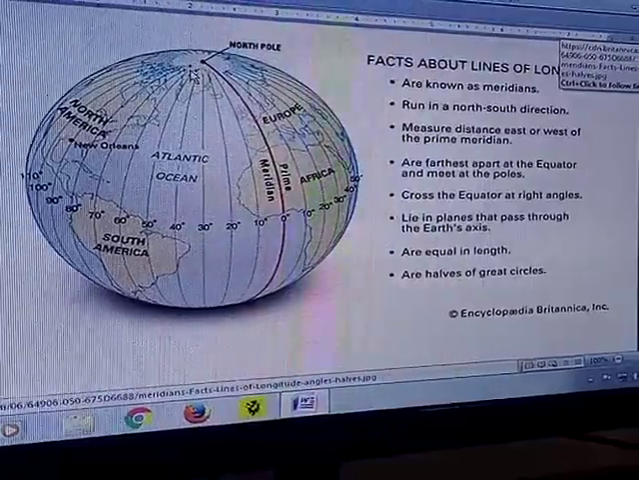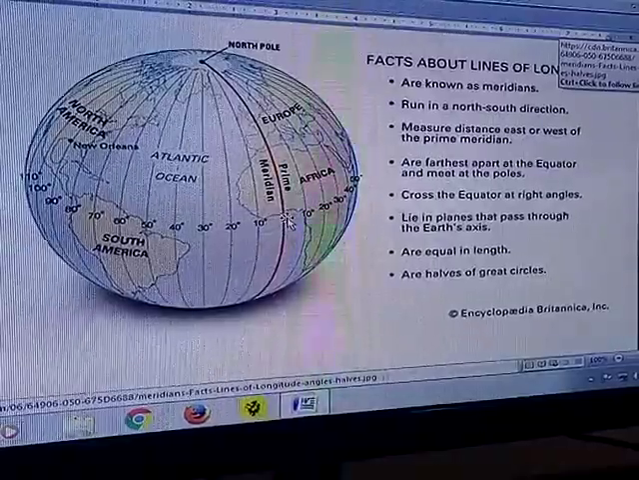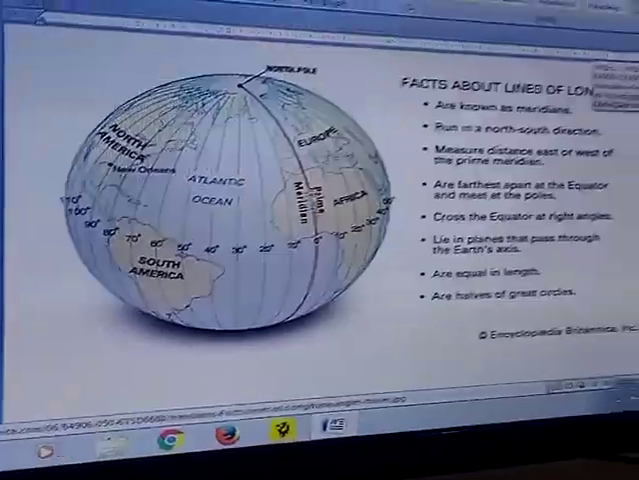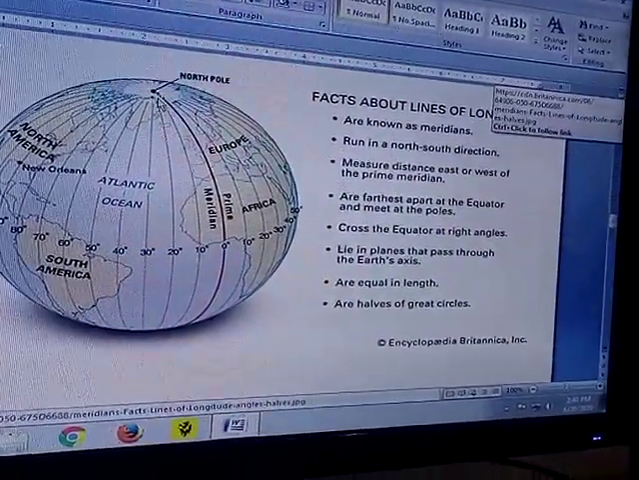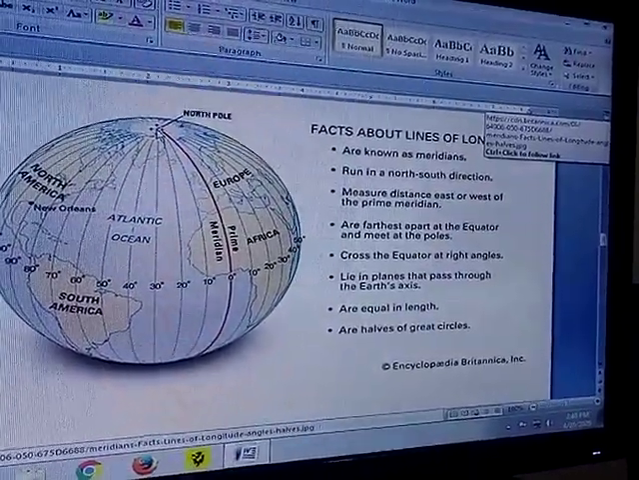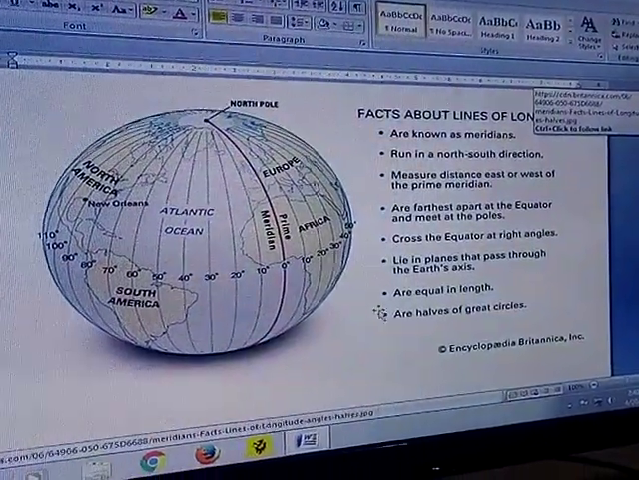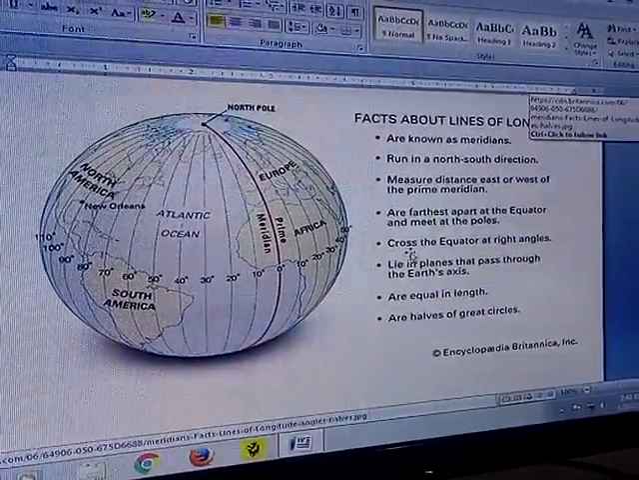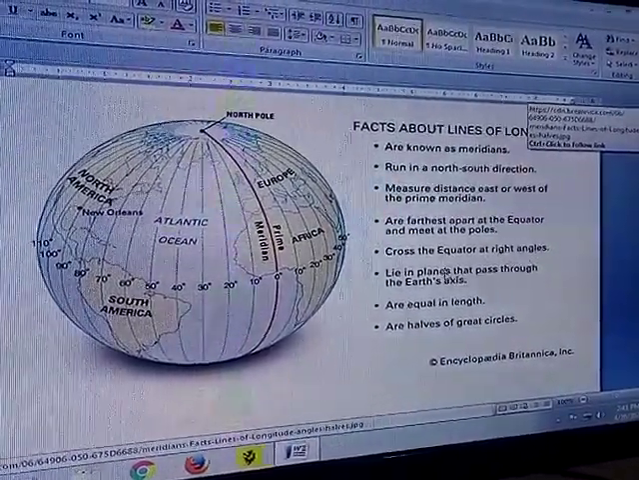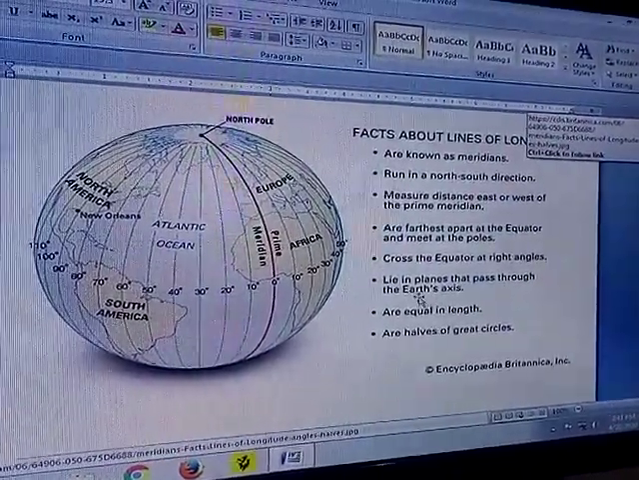It is all because at the equator the earth is bulging out. So at the equator the distance between two meridians or longitudes is quite far, whereas towards the poles they just meet. Even at the poles they might be just touching each other. They cross the equator at right angles, all the longitudes. They lie in planes that pass through the Earth's axis.